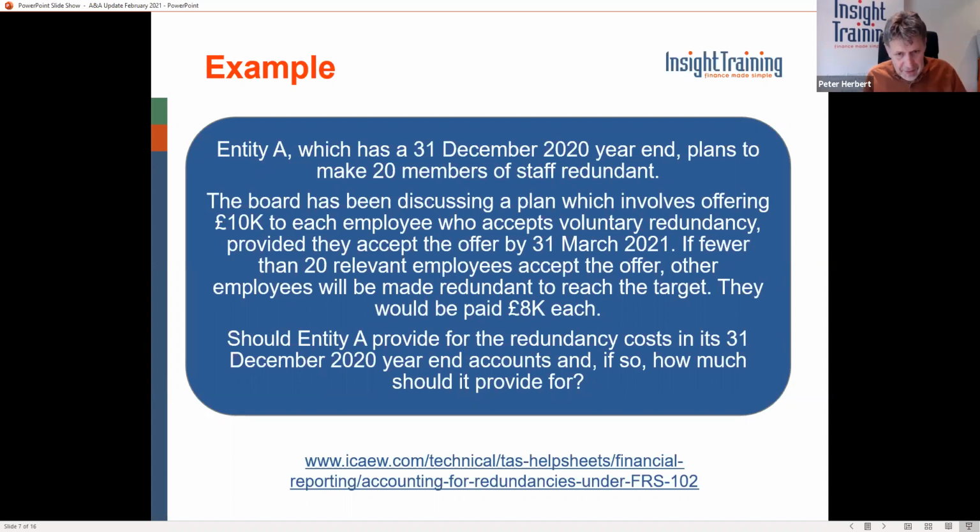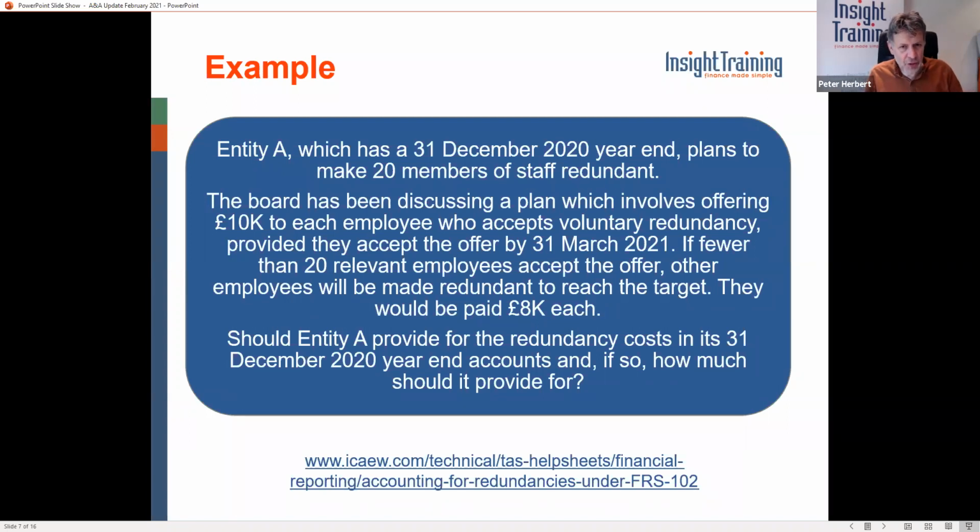Now, I guess the key thing in terms of whether we make the provision in the first place is, do we have that demonstrable commitment? And it may well be that the board has been discussing a plan behind closed doors. It may be it's made a decision about the implementation of that plan, but it's got to create an expectation in the minds of those affected pre-year end.